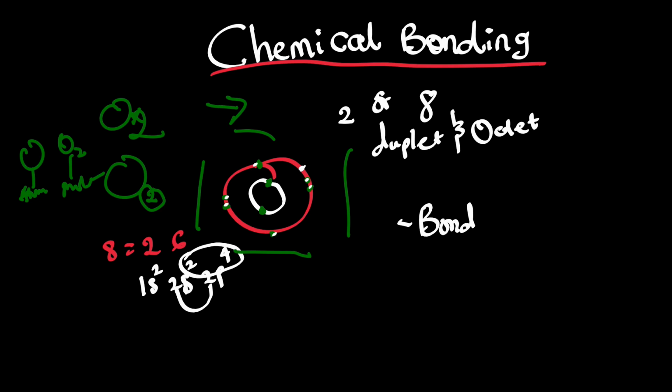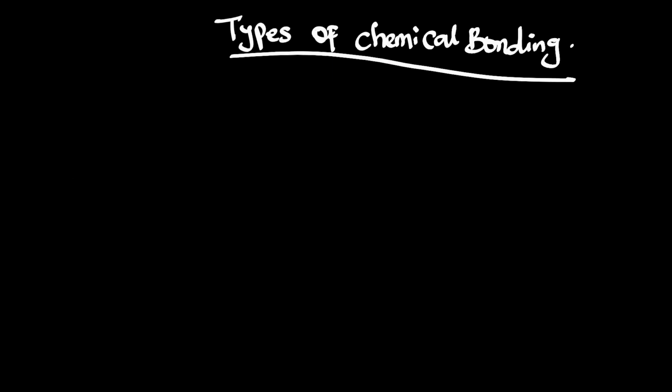Exactly. So now let's move to the types of bond we have, right? For this video I will cover just ionic and covalent bond. In subsequent videos, I'll talk about hydrogen bonding, the other ones, and so on, right? Let's move on. Okay, now types of chemical bonding.